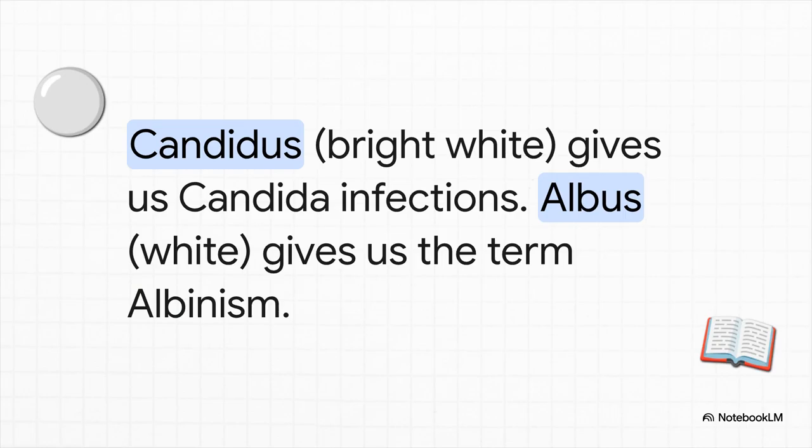And just like we saw with red, there are other roots for white too. The Latin word candidus, which means a bright, glowing white, gives us the name for candida, the yeast that causes things like thrush. And albus, another Latin word for white, is where we get the term albinism.